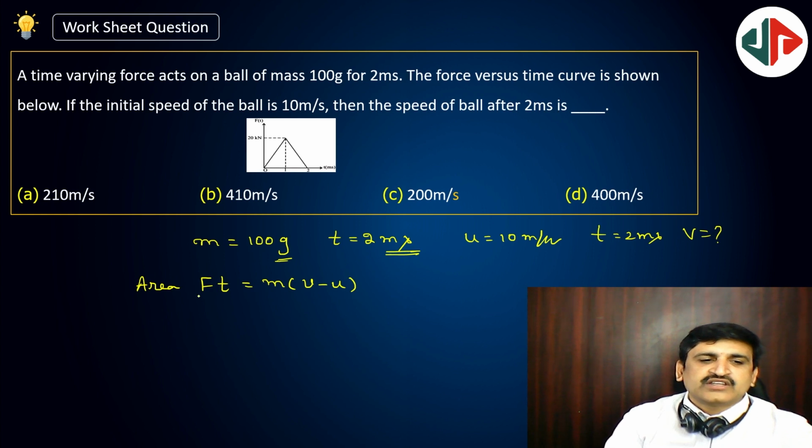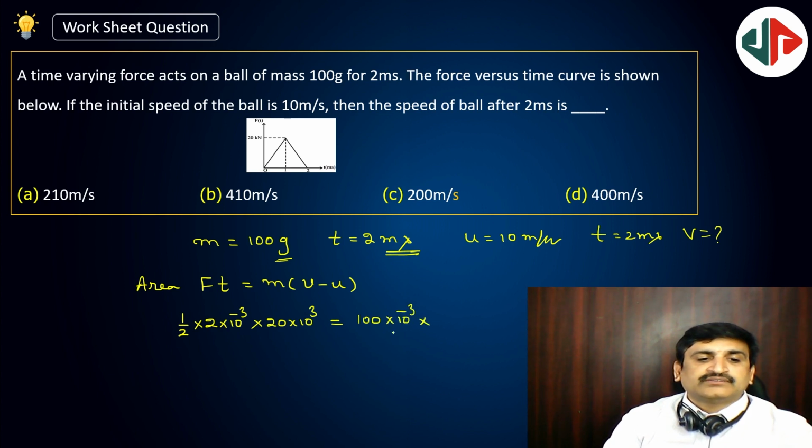Change in momentum is the area of the F-t graph, which we can calculate directly. What is this area? Half into base, 2 into 10 to the power of minus 3, the milliseconds. So half into base into height, 20 kilonewtons, 10 to the power of 3, is equal to mass, 100 gram, 100 into 10 to the power of minus 3, into v minus u. The v value we have to find. The u value is 10. Here 10 power minus 3 and 10 power minus 3 will go, this 2 will go, and 20 will be left.